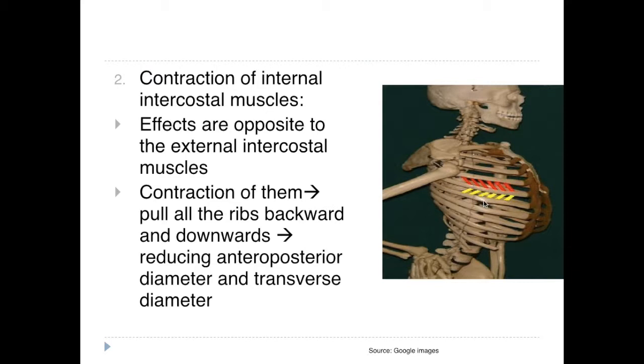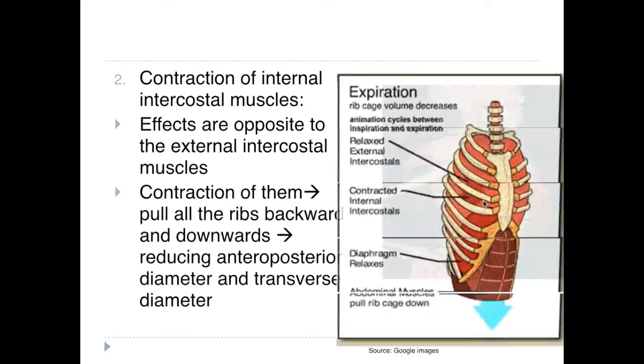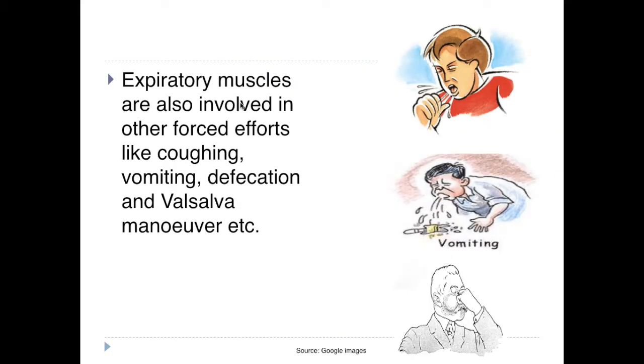And because of that, their contraction tends to pull all the ribs downward. And because of downward pulling, there is decrease in the anteroposterior diameter as well as transverse diameter of the thoracic cavity. These effects are opposite to pump handle and bucket handle movement, falling the pump handle effect and falling the bucket handle effect. Now, besides their role in deep breathing, the expiratory muscles are also involved in other forced expiratory efforts. They are coughing, vomiting, defecation, and Valsalva maneuver.